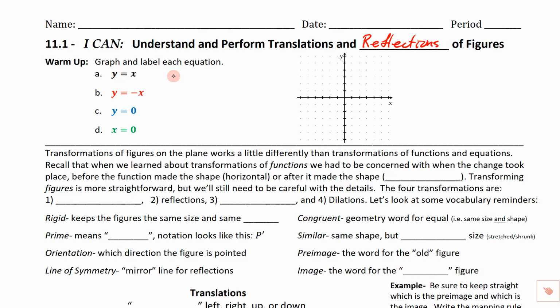It says graph and label each equation. So we want to graph the line y equals x. Remember, that's got a y-intercept of 0 and a slope of 1. So that is that perfect 45 right through the origin. Goes like this. So I'll just draw that as nice and straight as I can. And then we'll label this. Again, we put arrows on the ends, and then we're going to label this as y equals x.